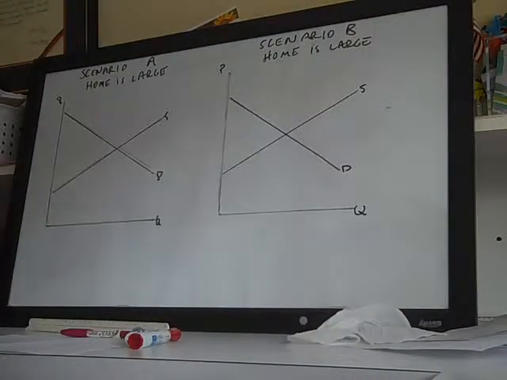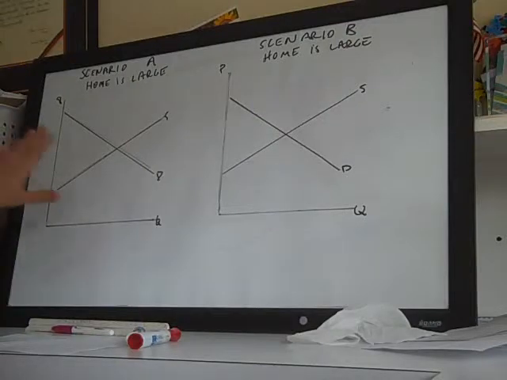Alright, this is part 2. Let's talk about socially optimal tariffs. I've got two scenarios here. Keep in mind, this isn't the traditional 3 graphs that we've been doing. This is home and this is also home. I'm going to do 2 different scenarios.